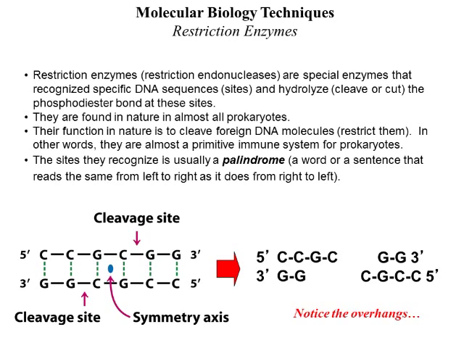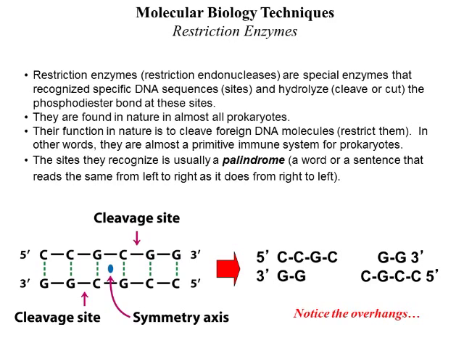Restricting it means cutting it into pieces, rendering it non-functional. And it doesn't do that, of course, with its own DNA because it can recognize its own DNA. So this is a restriction enzyme. Many bacteria have it. What they recognize is a sequence we call a palindrome. It's another kind of regulatory sequence.